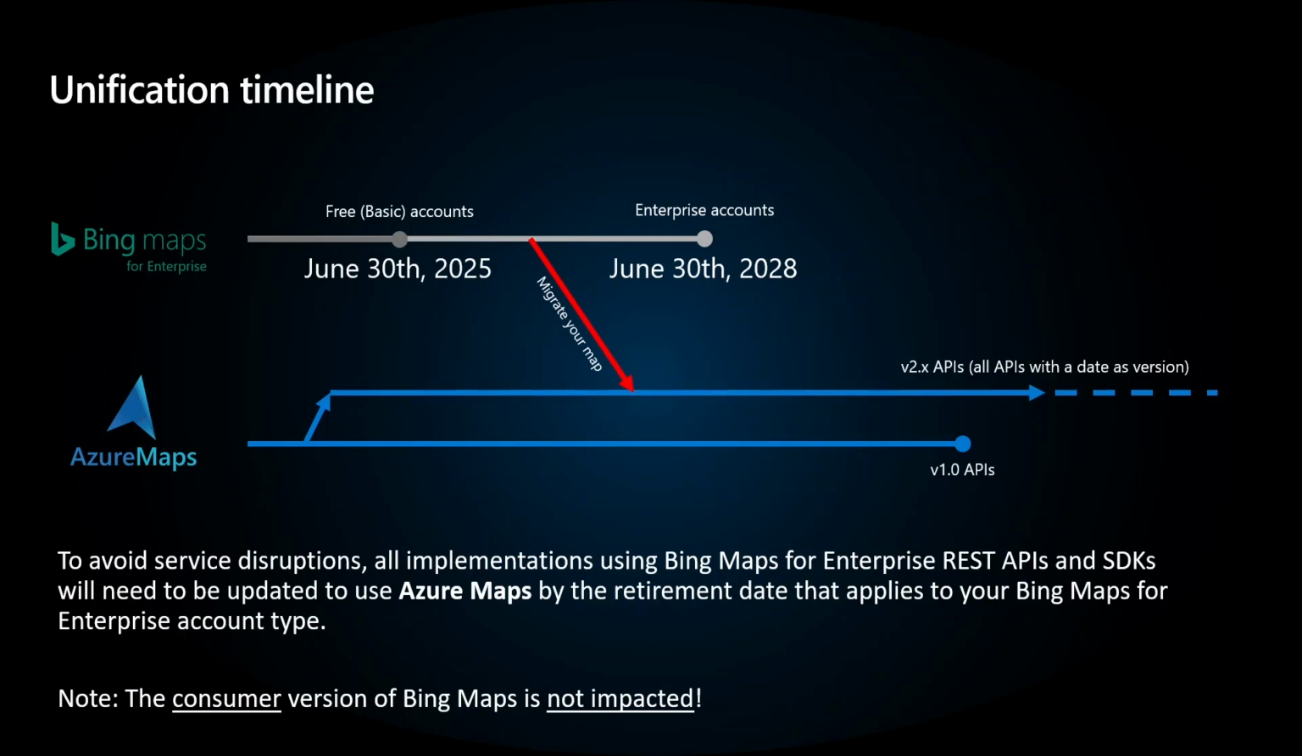This has only to do with Bing Maps for Enterprise. It has nothing to do with the consumer version of Bing Maps. So the consumer version of Bing Maps will still exist. The whole branding of Bing Maps will still be available for all the consumers. I'm only talking about the Enterprise Mapping Suite that is changing its name and APIs to Azure Maps.